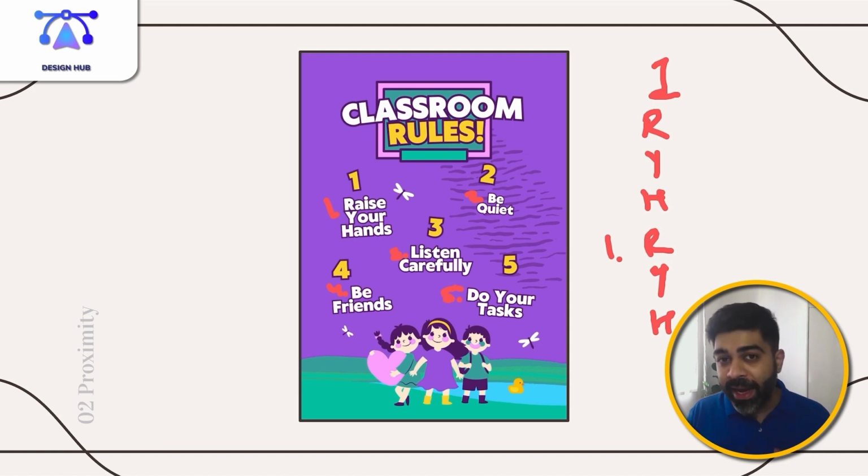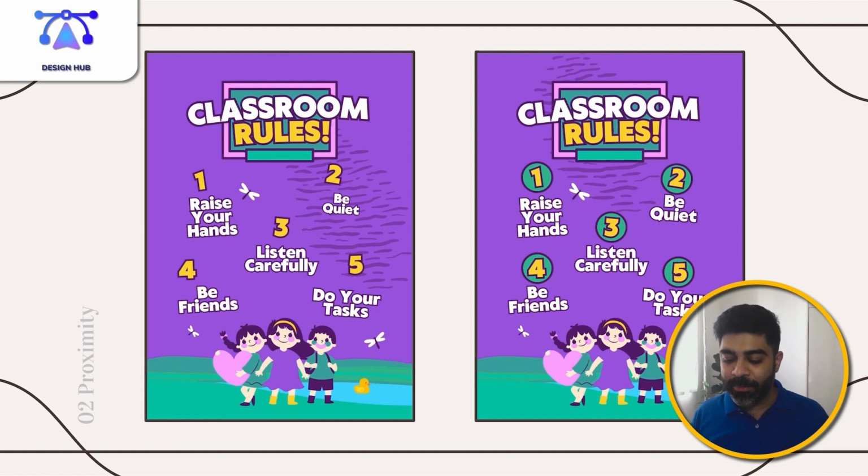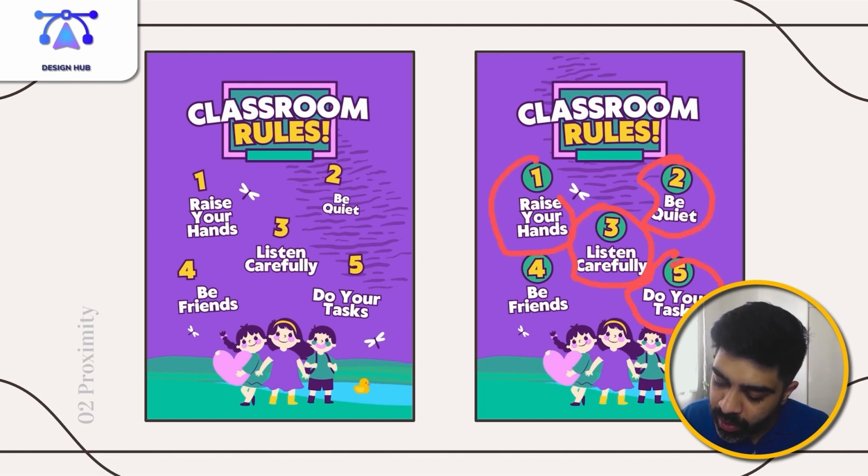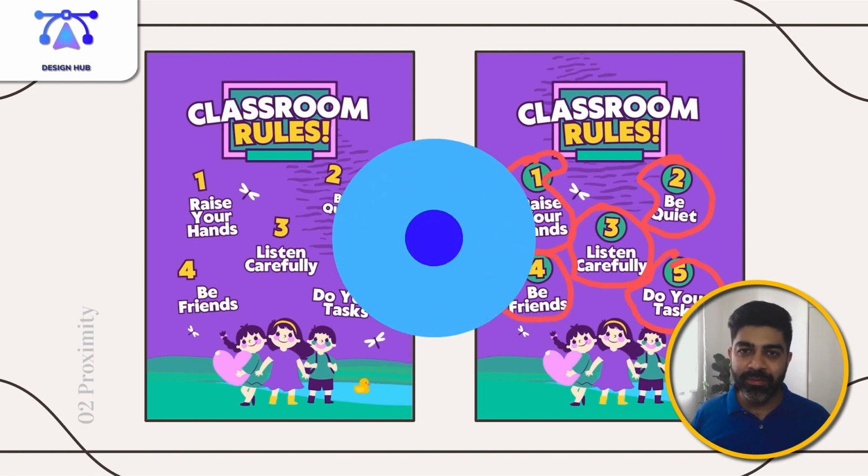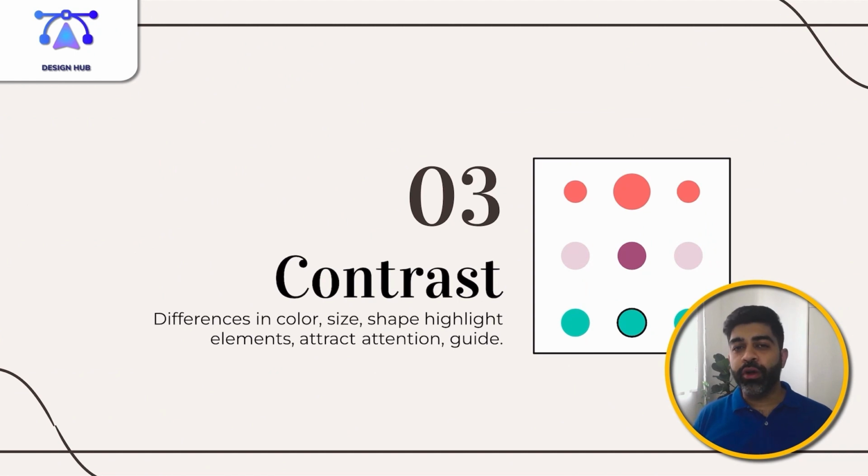The best solution that my team could think of, and I couldn't honestly, was something like this. So instead of keeping it as points, they ended up creating these small circles on the numbers itself and keeping it together. So now this is a proximity segment that has been used over here, and that is the final solution to this design. Third one is contrast.